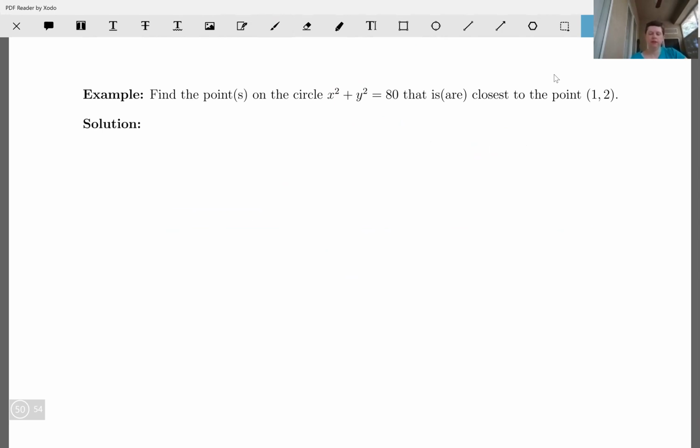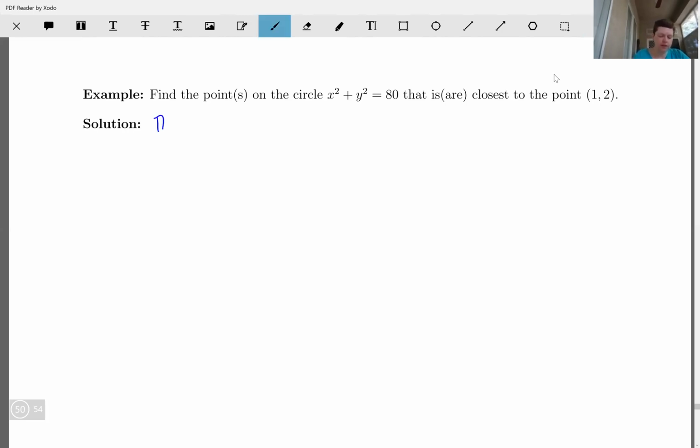Okay, we can also use this in a sort of geometric problem. So let's find the point or points on the circle, x squared plus y squared equals 80, that is or are closest to the point 1, 2. All right, so we need to basically solve a distance problem. We need to minimize a distance, the distance from the point to some point on the circle.